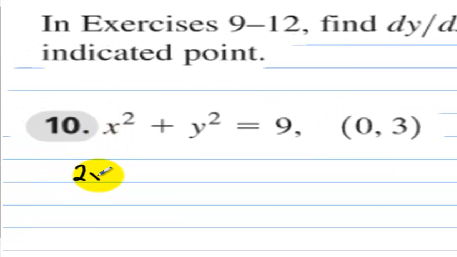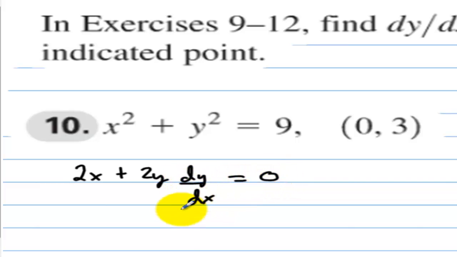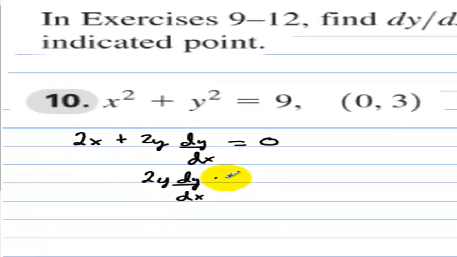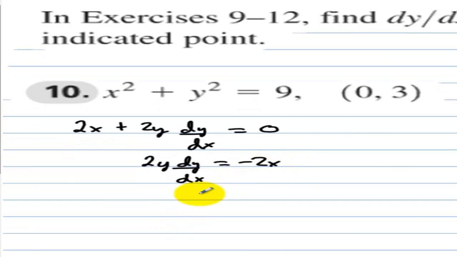We have 2x as the derivative of x squared, plus 2y dy/dx, is equal to 0. Now we have to get dy/dx by itself. Let's subtract 2x over. That's now equal to negative 2x, and then divide by 2y. We have dy/dx is equal to negative x over y. The 2's will cancel out when we divide.